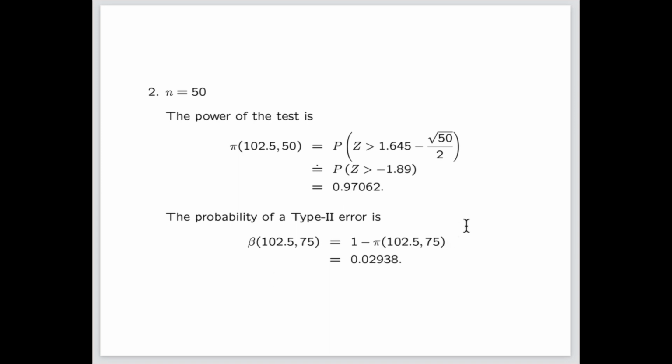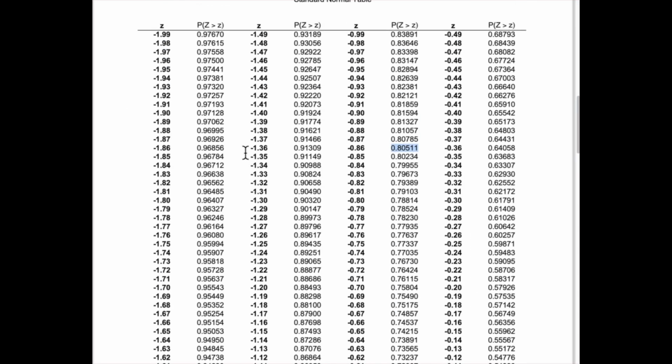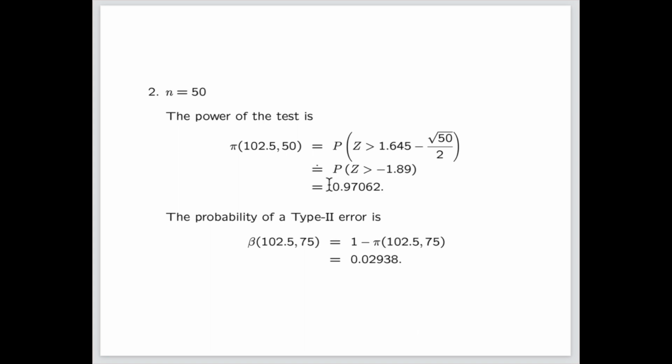Now if the sample size is 50, then the power of the test is going to be approximately equal to, as you can see here, and I highly recommend that you do these calculations yourself, the probability that a standard normal random variable is greater than negative 1.89, and that turns out to be, let's see here, 0.97062. All right, and so that's what we have here.